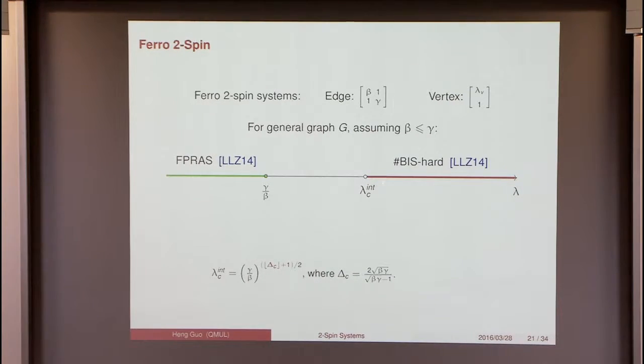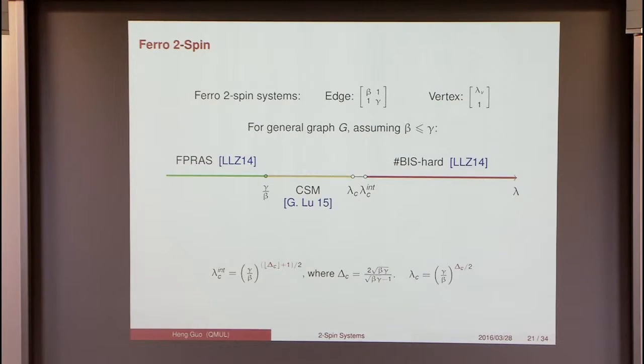This quantity lambda_c^int is defined by gamma over beta to a certain power, which is delta_c to the floor of (delta_c plus 1) over 2. As it indicates, I call it lambda_c^int because I have another quantity lambda_c, which is just gamma over beta to the delta_c over 2. Notice that if delta_c is very, very close to an integer, then these two quantities are very, very close. But if it is an integer, then they actually differ by a factor.